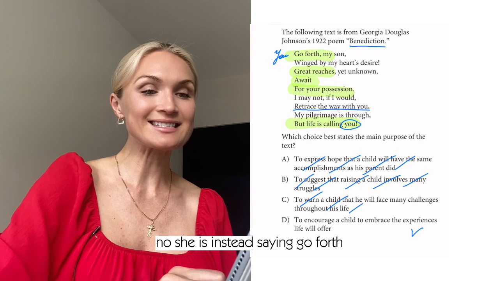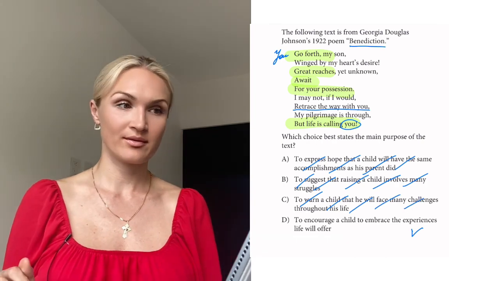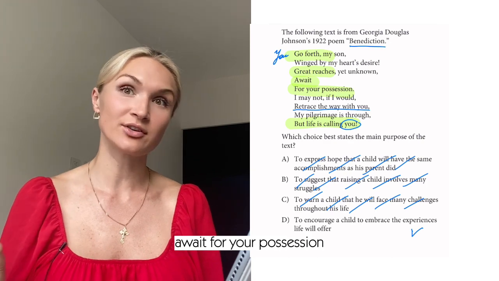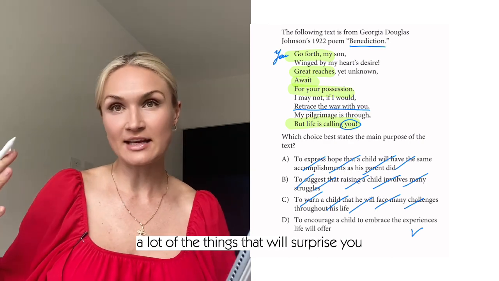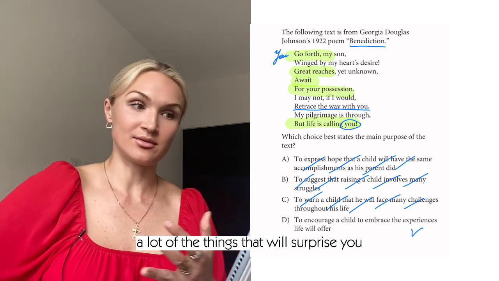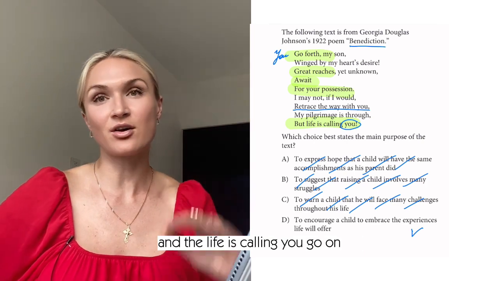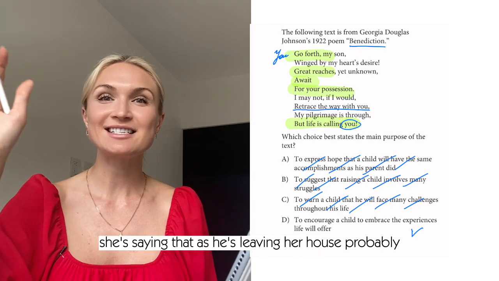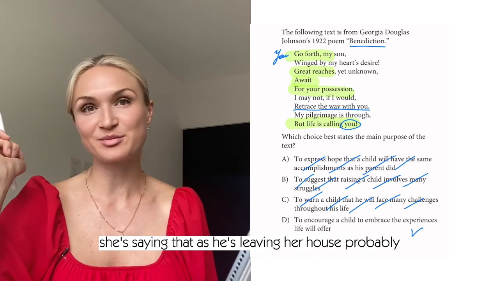To warn a child that he will face many challenges throughout his life. No, she is instead saying, go forth. Great reaches, yet unknown, await for your possession. A lot of the things that will surprise you. And the life is calling you. Go on. And it's a benediction. It's kind of like a blessing. She's saying that as he's leaving her house, probably.